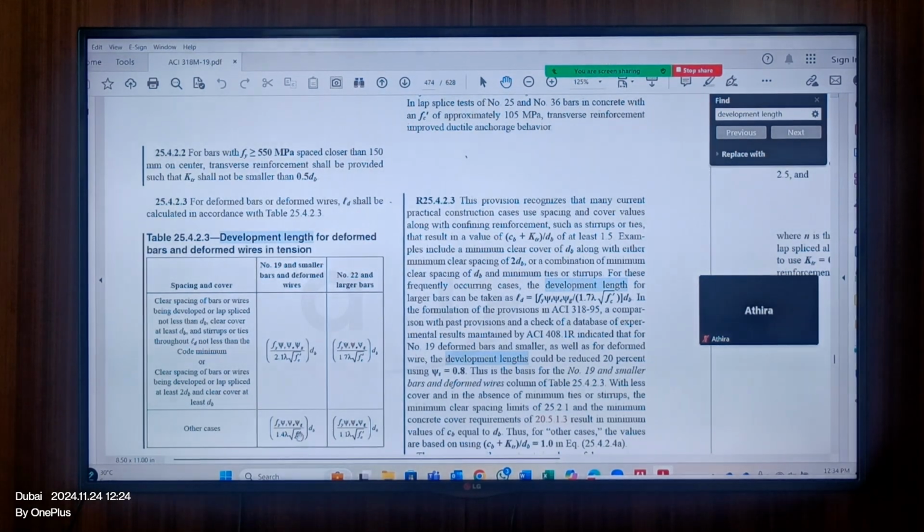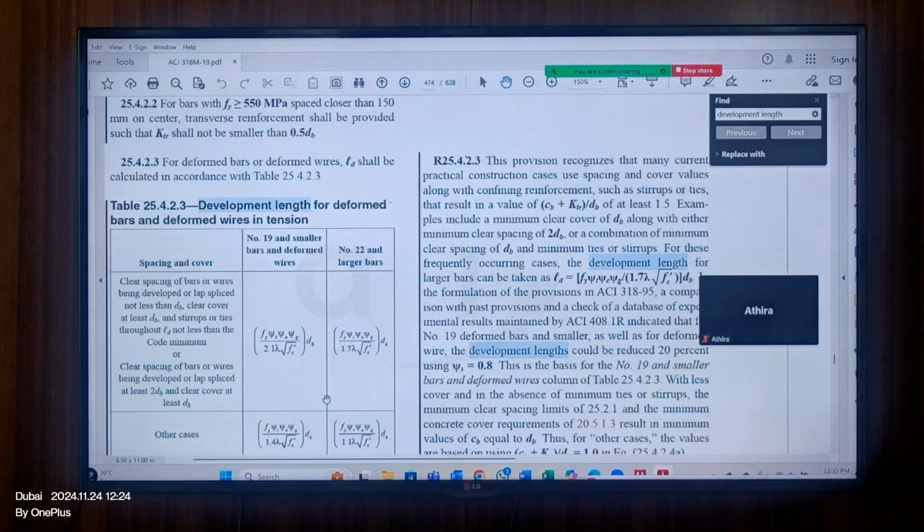If not, say for example I do have sufficient spacing, more than 2 times the diameter. Say if I am using 32 millimeter bars, and the spacing is more than 64 millimeters, then I will go for this equation. The only difference in the equation is these factors: 2.1 here, 4.1 here, and 1.7 here, 1.1 here. But the rest, epsilon t, epsilon s, epsilon g, are all one. Okay, but still I wanted to show you.